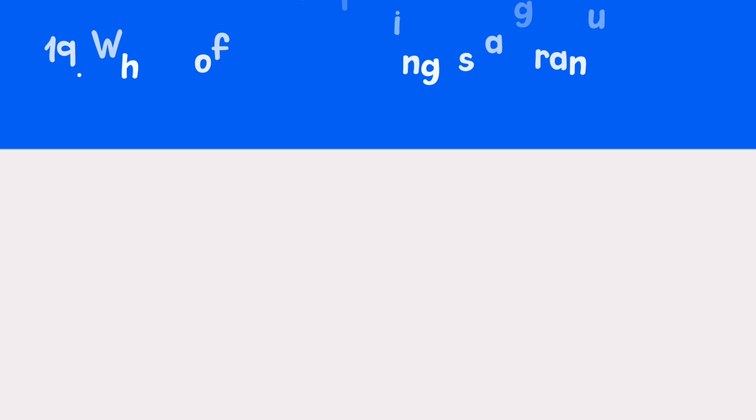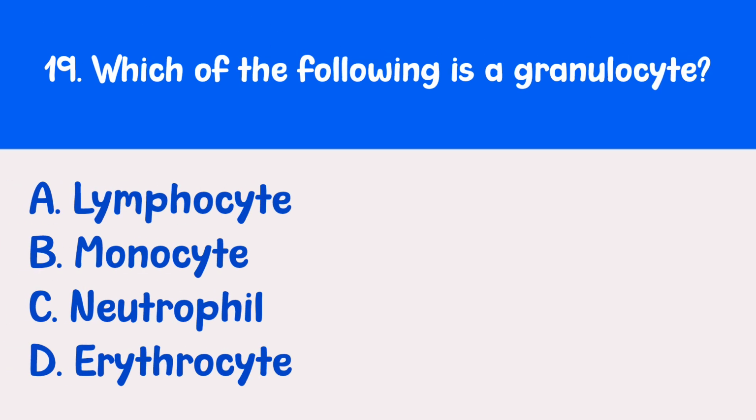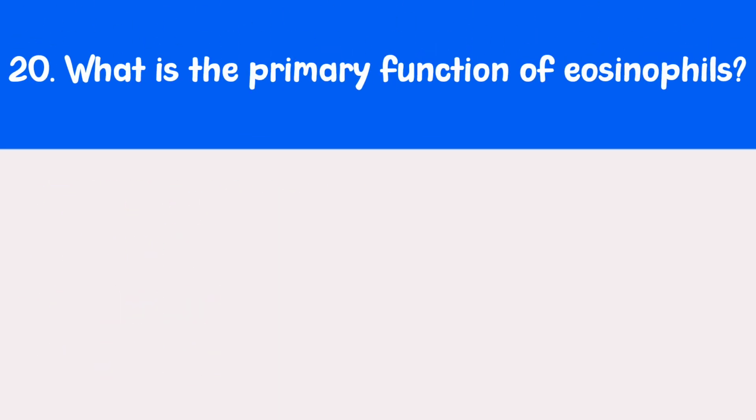Number 19. Which of the following is a granulocyte? A. Lymphocytes, B. Monocytes, C. Neutrophil, and D. Erythrocytes. Our answer here should be C. Neutrophil, because the neutrophils are a type of granulocytes characterized by cytoplasmic granules and are involved in acute inflammation.